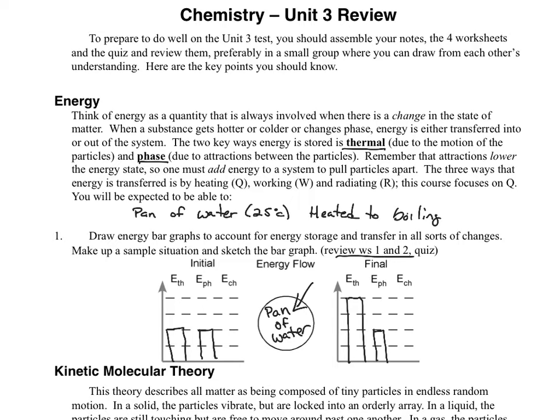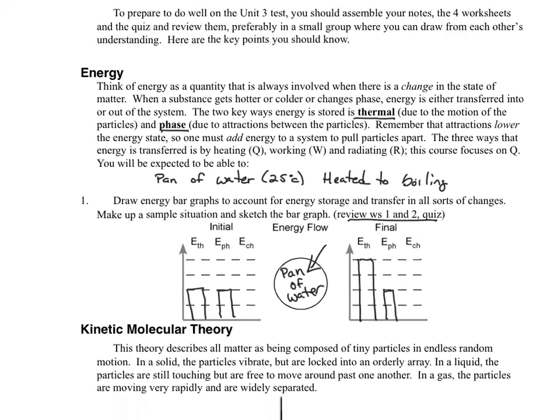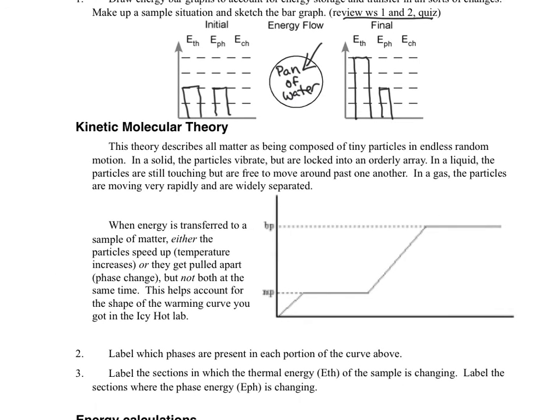Again, review worksheets 1 and 2, and then we took that energy bar quiz to check your understanding. Then we talked a little bit more about molecular theory, that all matter is composed of tiny particles in random motion. And then we talked about whether the arrangement of particles is orderly, less orderly, or no order at all. So when energy is transferred to a sample of matter, either the particles speed up and the temperature increases, or they get pulled apart, but not both at the same time.